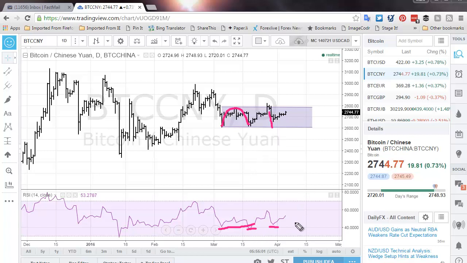So I'm not interested in trading a range. Now I could have traded this one going short when it reached the top of this range here, and I would be looking for this.